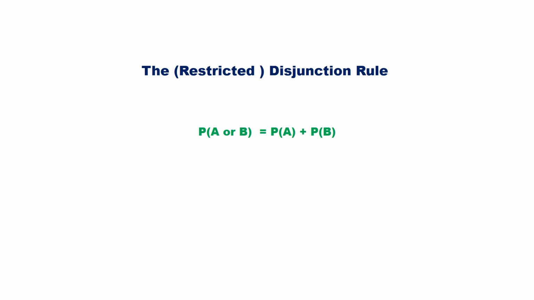Hence, we can state the rule as probability of A or B is equal to probability of A plus probability of B. This is the restricted disjunction rule because the formula works correctly only if the events A and B are mutually exclusive events, meaning that they can't both occur at the same time. In our example, getting 2 and getting 6 are mutually exclusive as the events cannot happen simultaneously.